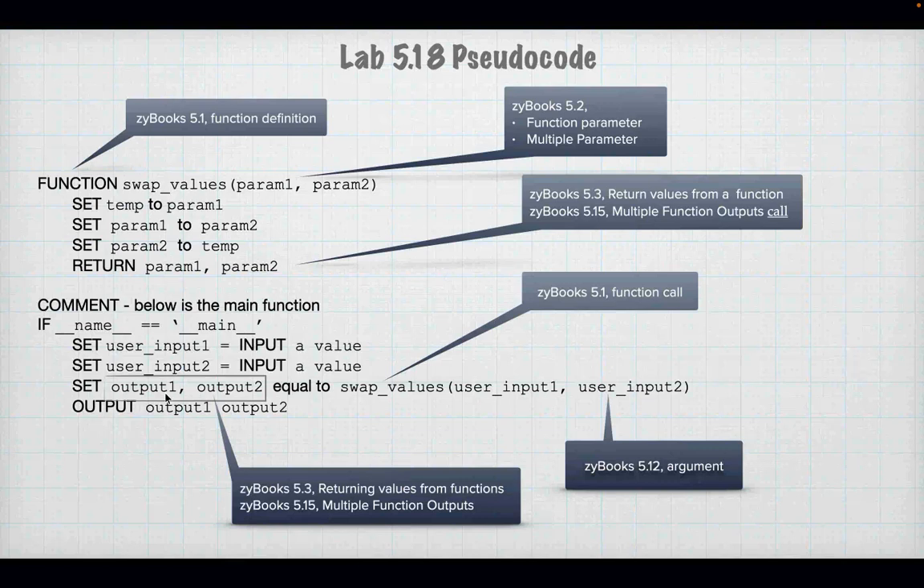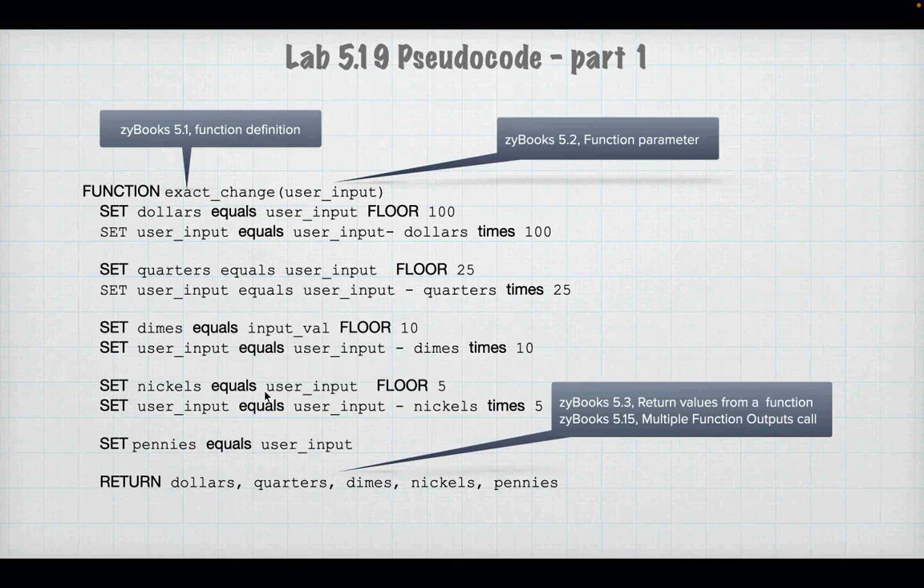So I have 2 user input values, and then I'm going to set output 1 and output 2 equal to the swap of user input 1 and user input 2, and then I'm going to output output 1 and output 2. Seems simple, but all the different talks we've had about positional for both return and for parameters comes into play here.